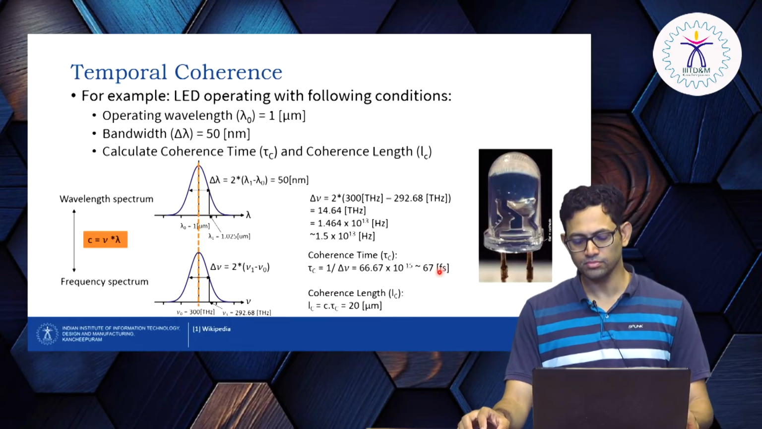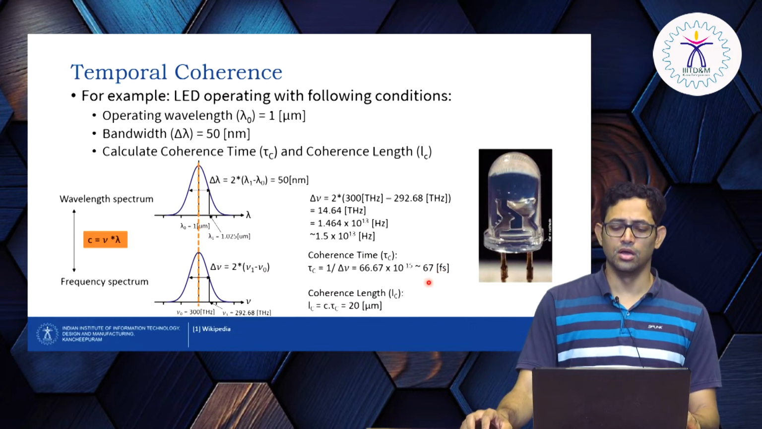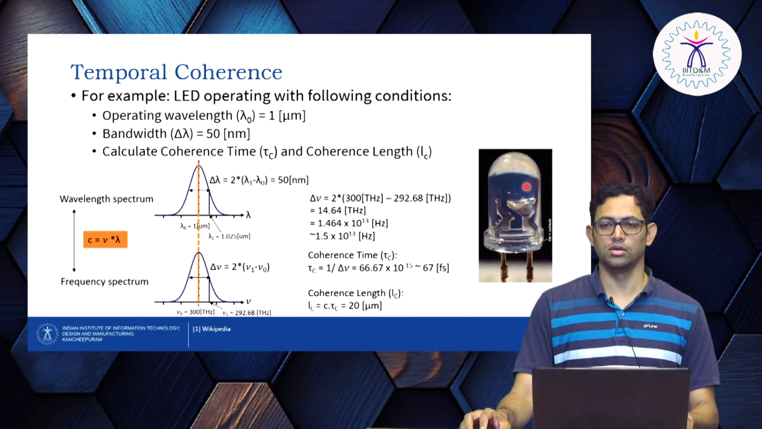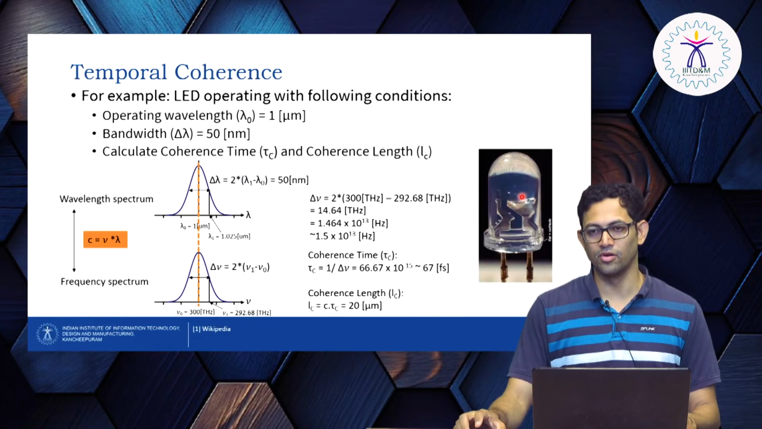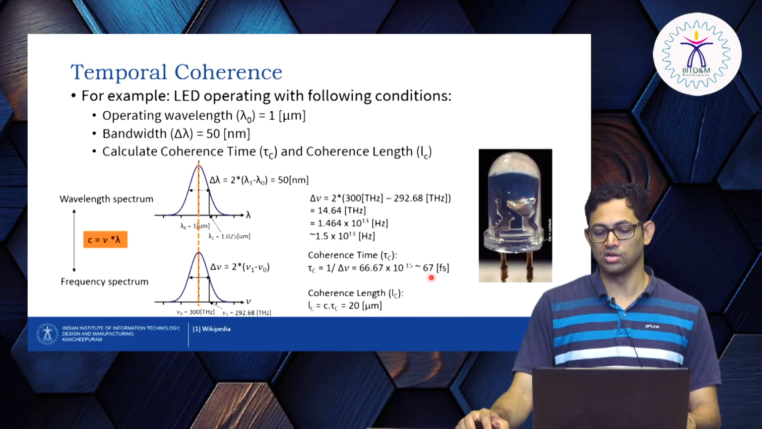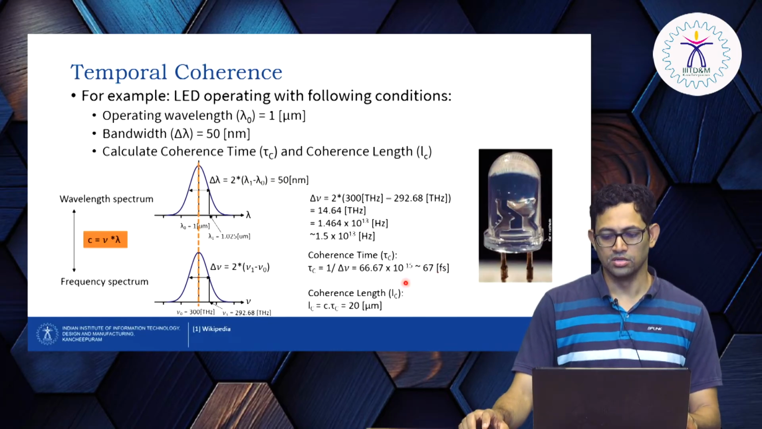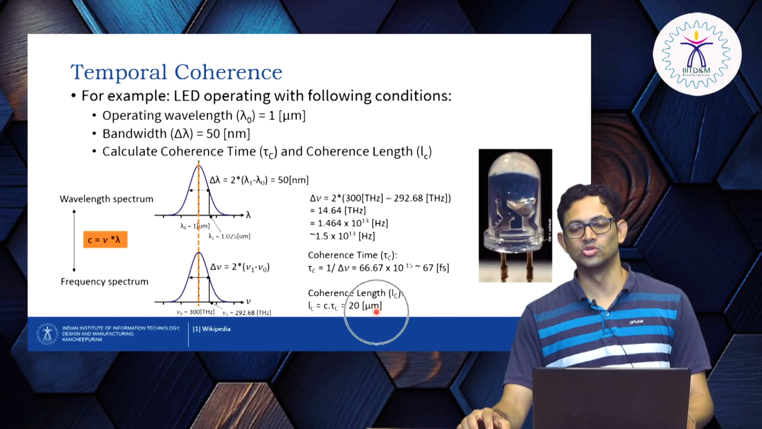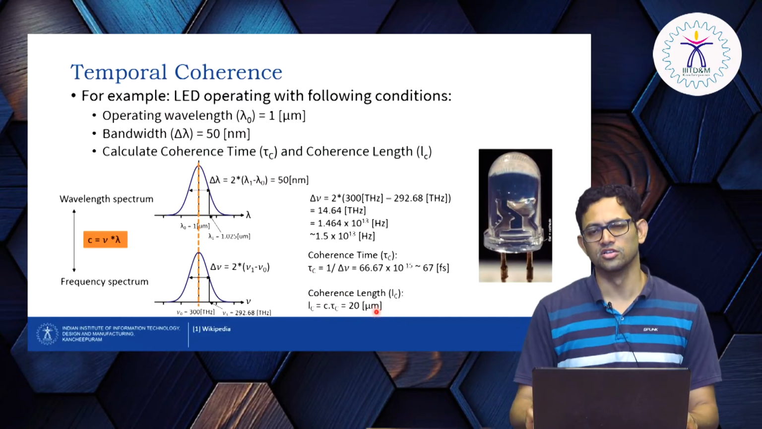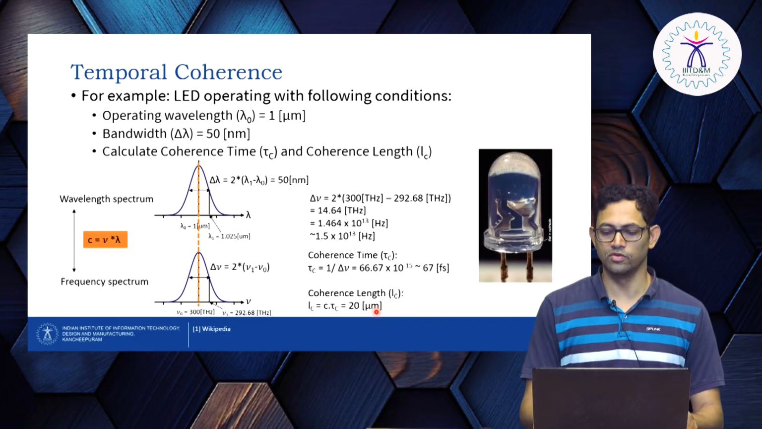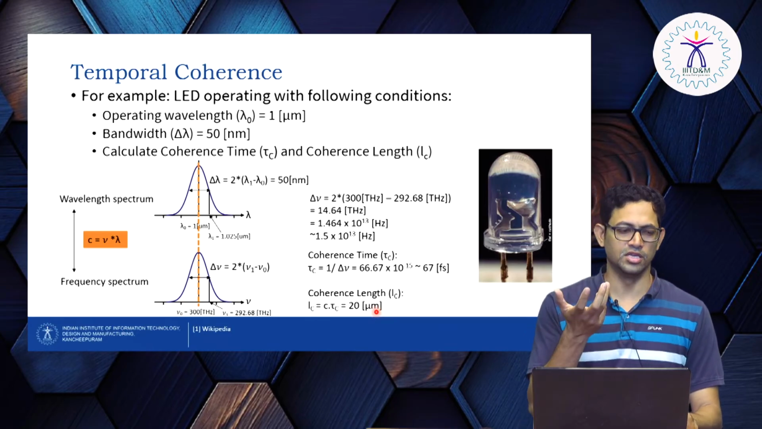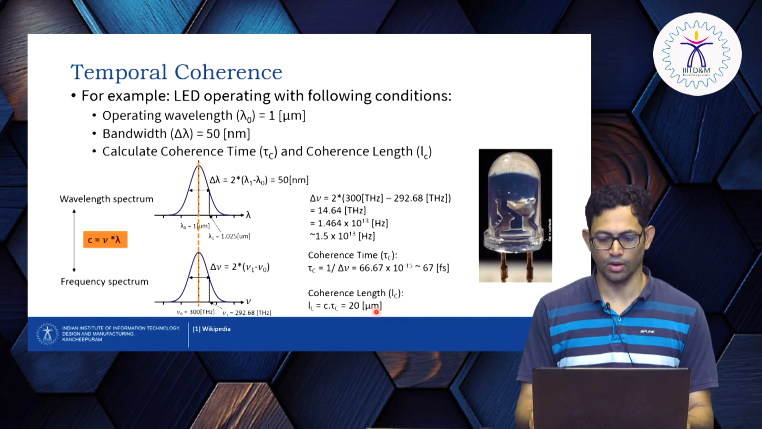It's very little. If you want an application where coherence is required and you want to use an LED, then you have to work within that 67 femtoseconds, which is very, very small. Now you want to calculate the coherence length, right? Coherence length is just your speed of light multiplied by this coherence time, which comes to around 20 micrometers. Again, very, very small. So it will only work for very, very thin domains.